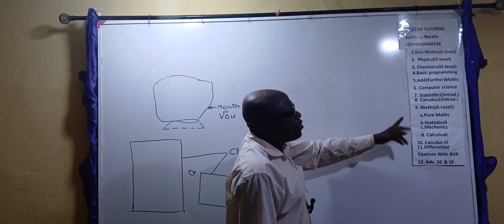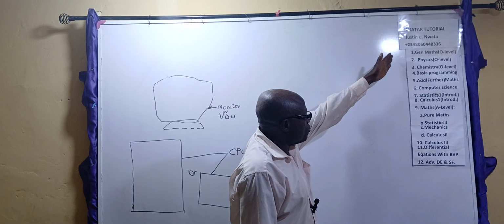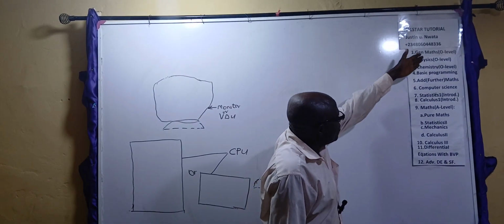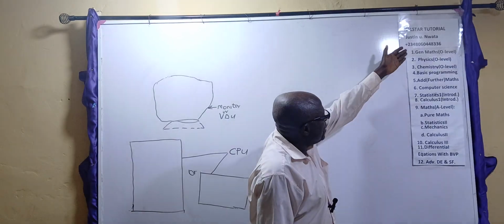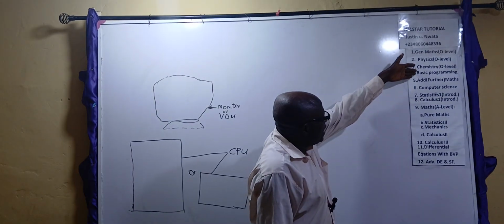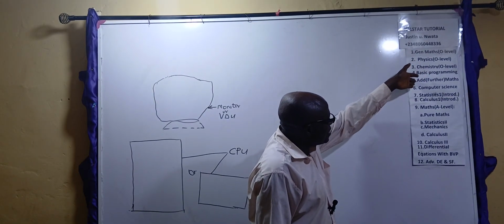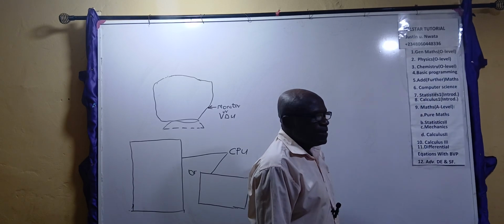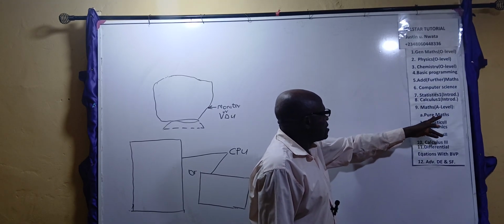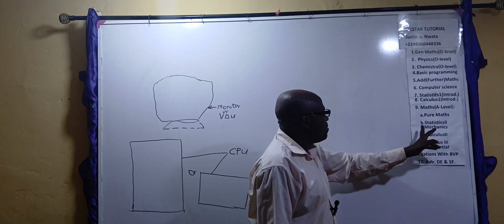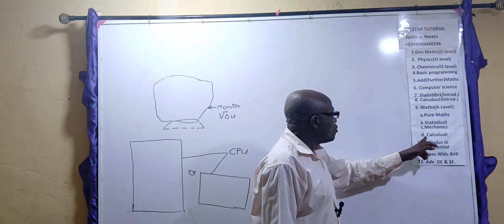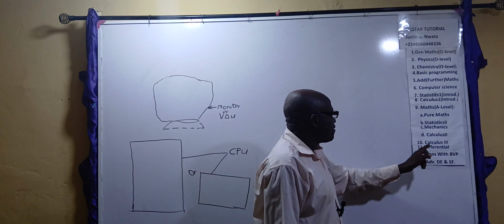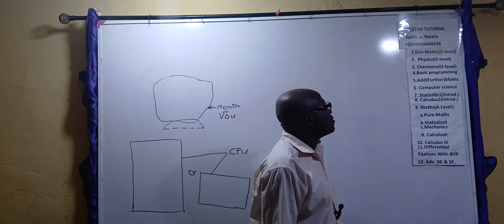I will handle you on the following courses you can see on the board. A total of 15 courses. General Mathematics O level, Physics O level, Chemistry O level, Basic Programming, Additional or Further Mathematics, Computer Science, Statistics 1, Calculus 1. The Maths A level I take in Pure Mathematics, Statistics 2, Mechanics, then Calculus 2, Calculus 3, Differential Equations and Advanced Differential Equations.